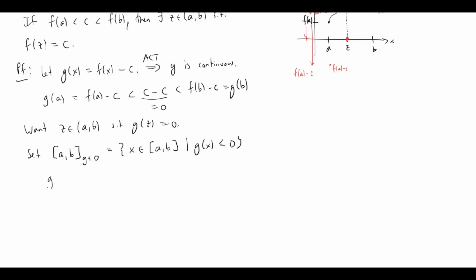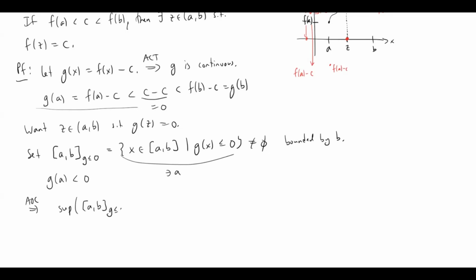Okay, now I know that G of A is negative. Right? I said that up here. So that means that A is in this set, which means that this is non-empty. Also, B is the largest possible value that could be in this set, so this is bounded by B. So I have a non-empty bounded set. And so by the axiom of completeness, I know that the supremum exists. And that is the Z I'm looking for. Okay, so I'm going to set Z equal to that.